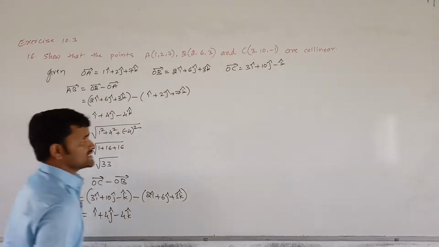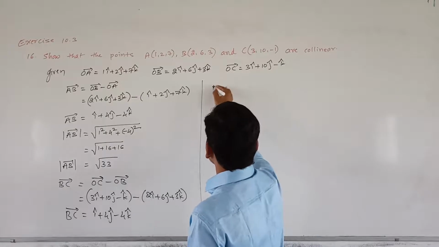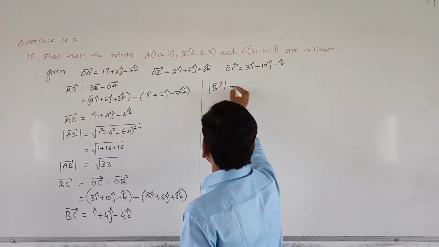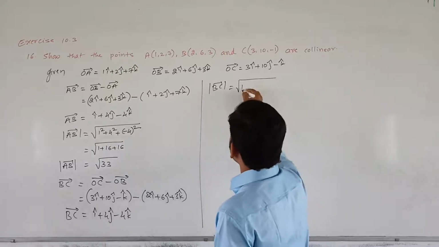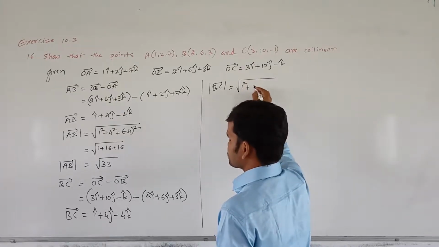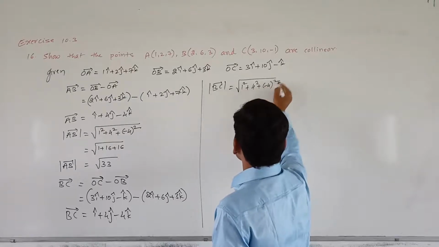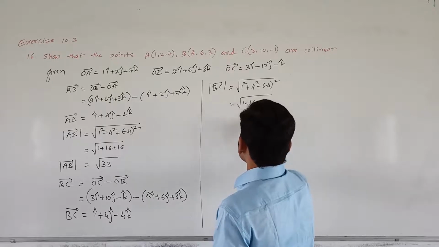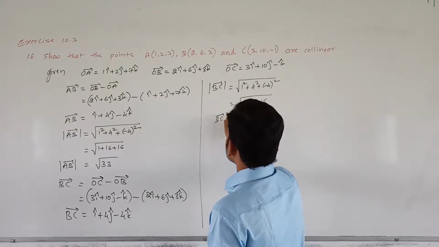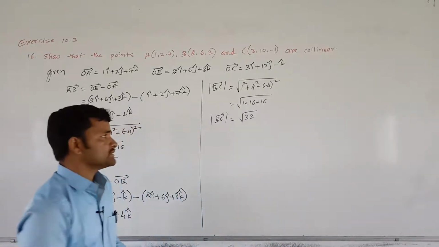Vector BC is equal to i plus 4j minus 4k. Let us find out the length of vector BC. That will be the magnitude of vector BC. Magnitude of vector BC is square root of 1 square plus 4 square plus minus 4 square. We have square root of 1 plus 16 plus 16, that is square root of 33, again. This is the length of vector BC.